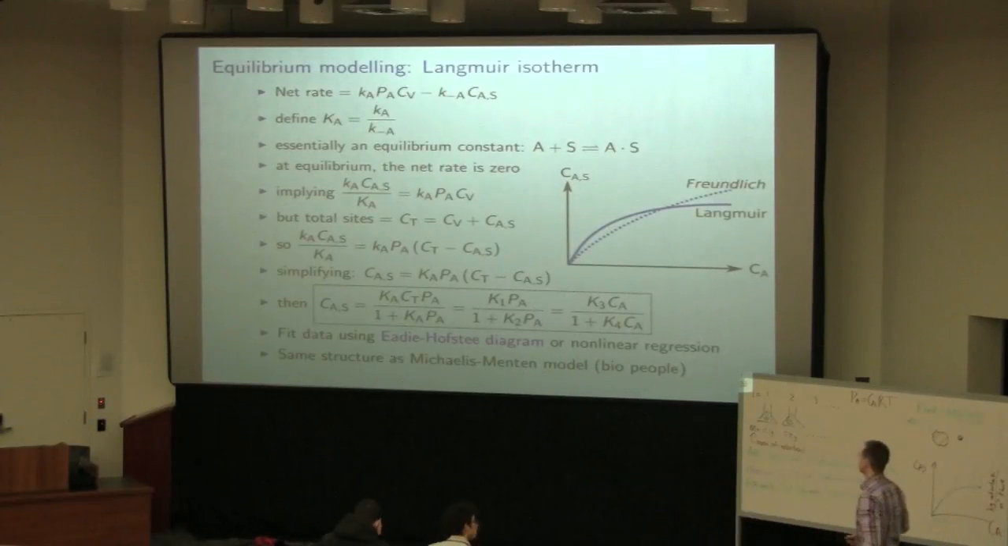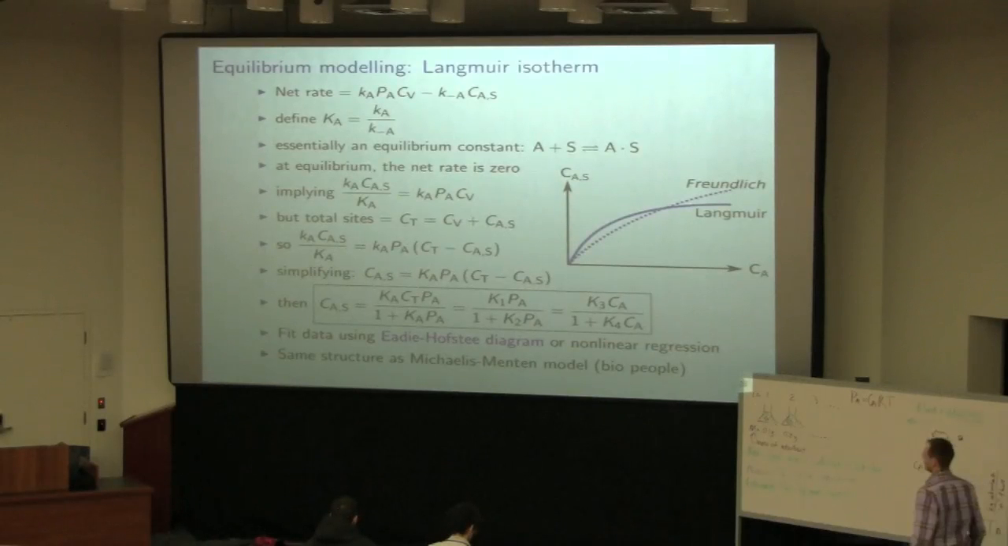So for those of you in the bio area, you've seen this over and over. This is your standard Michaelis-Menten structure. So you guys have a good understanding of what this plot looks like. In terms of estimating the parameters for it, though, maybe you haven't done that so well.